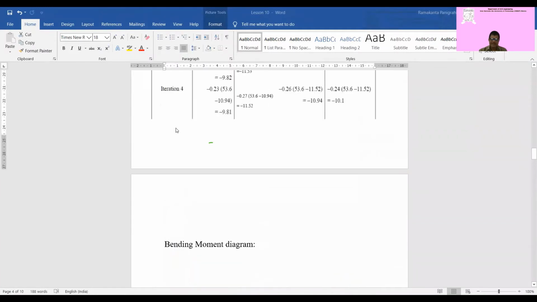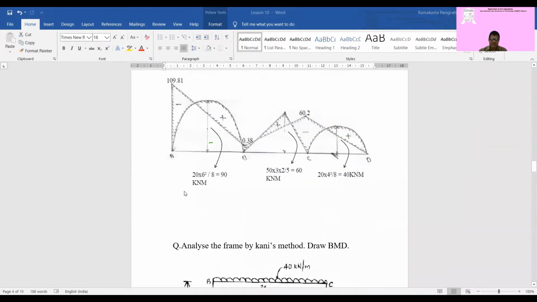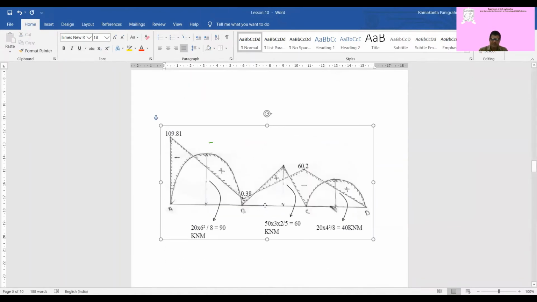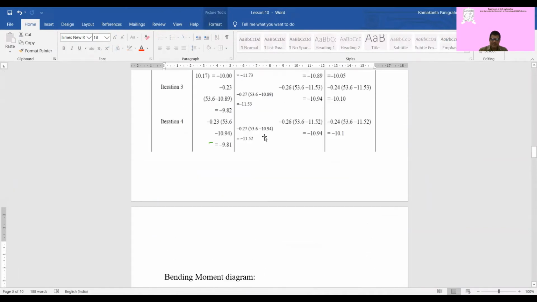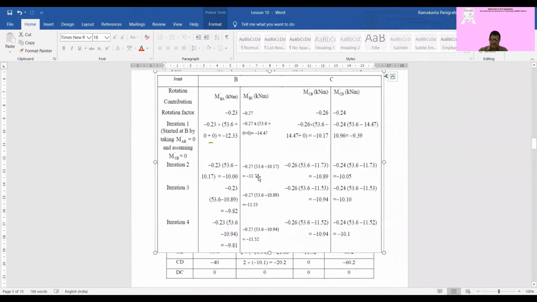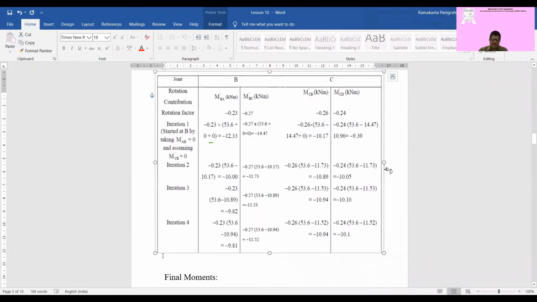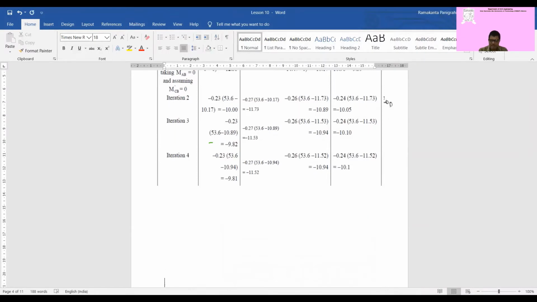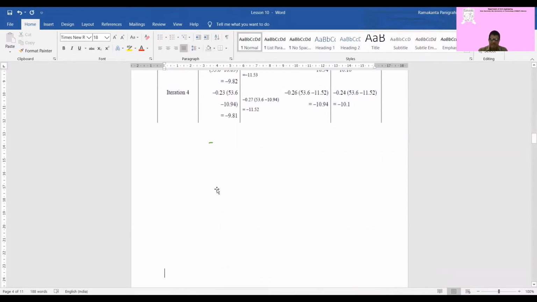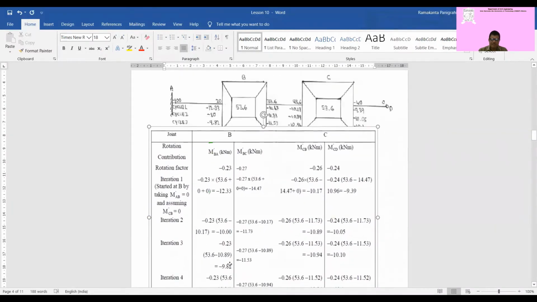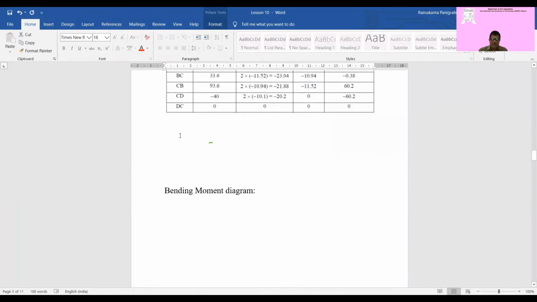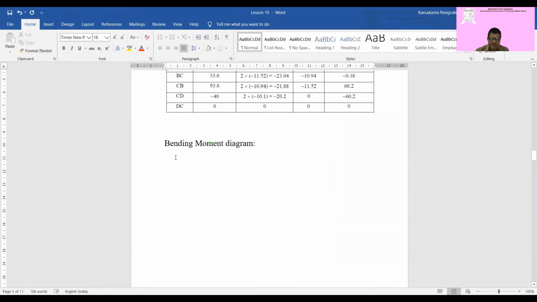Now, once you find these things, you have to find the final moments. So now the final moments, you have to calculate the final moments. Now these are the final moments. So now these are the final moments we are getting. So you have to find out these final moments. What are the final moments?